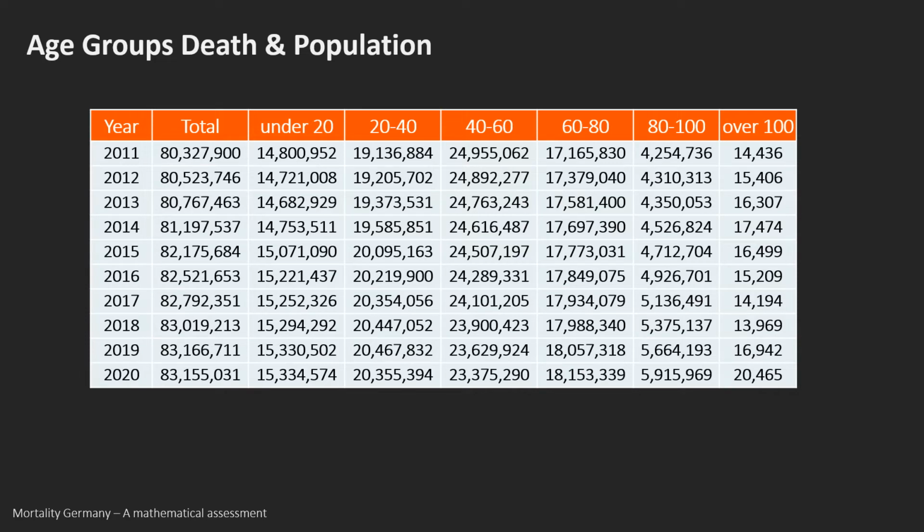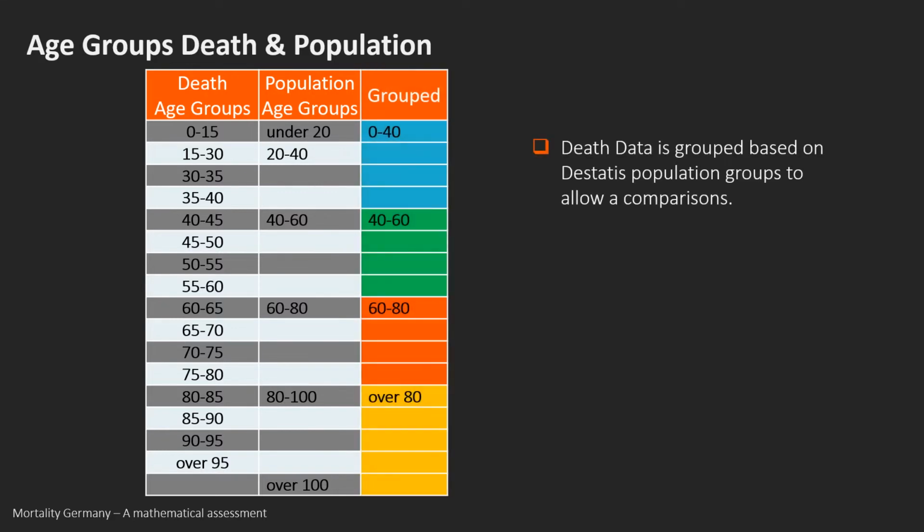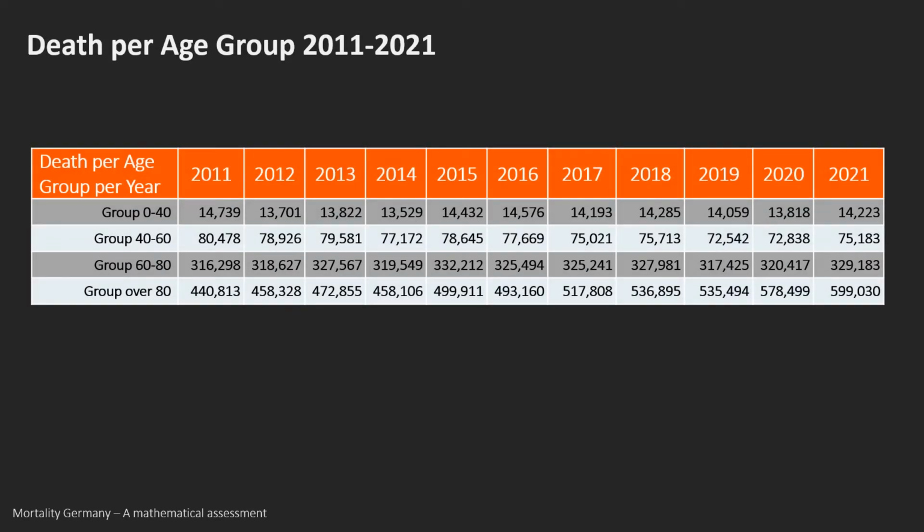Now, unfortunately, Destatis gives us the population in different age groups, and the death age groups are different. Therefore, I grouped them so that I can compare the deaths per age group to the population in that age group, and have 4 groups: 0 till 40, 40 till 60, 60 till 80, and over 80. With the figures given by Destatis, that gives you the following table.